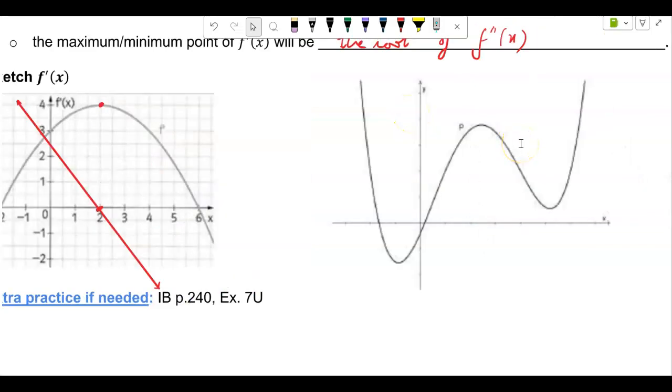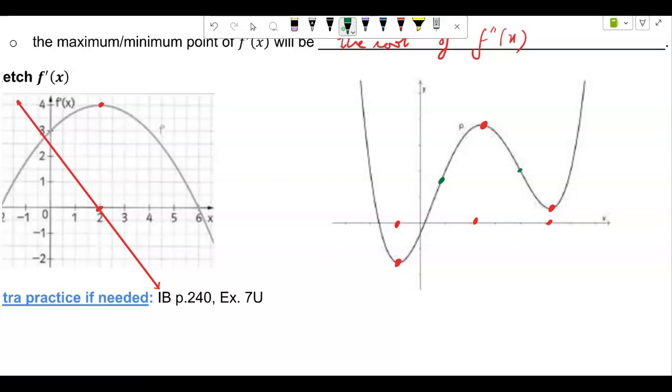So first thing is this is a 0. You get the maximum and minimum. That will become the zeros. This is where the graph of this will cut. Now the point of inflection. This is the point of inflection.